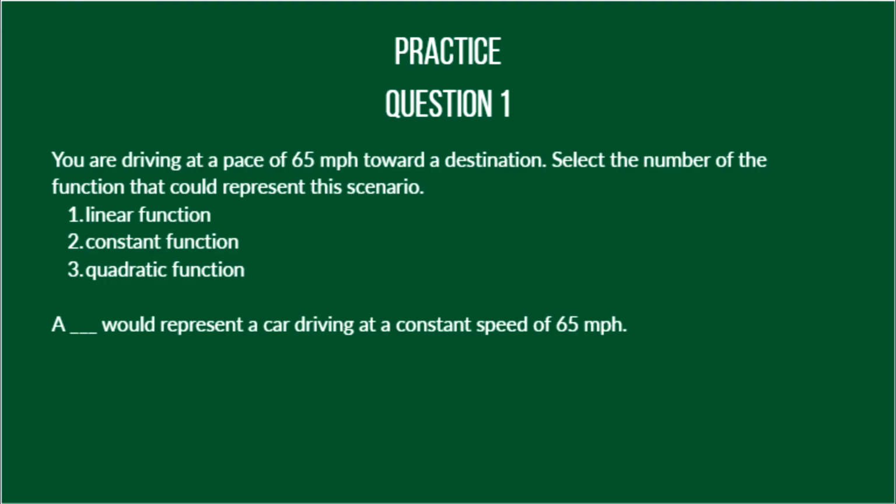This is at the end of the lesson, so just write your answer down so you can enter it when you get there. You are driving at a pace of 65 miles per hour toward a destination. Select the number of the function that could represent this scenario. Is it a linear function, a constant function, or a quadratic function? Speed round. It's a linear function. Okay, because you're just driving at a constant rate of speed the whole time.